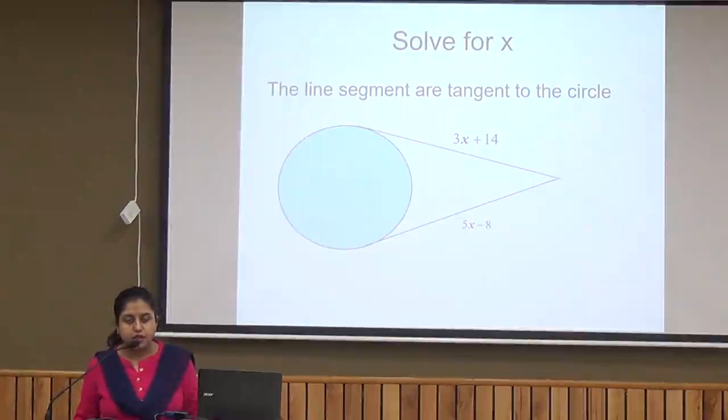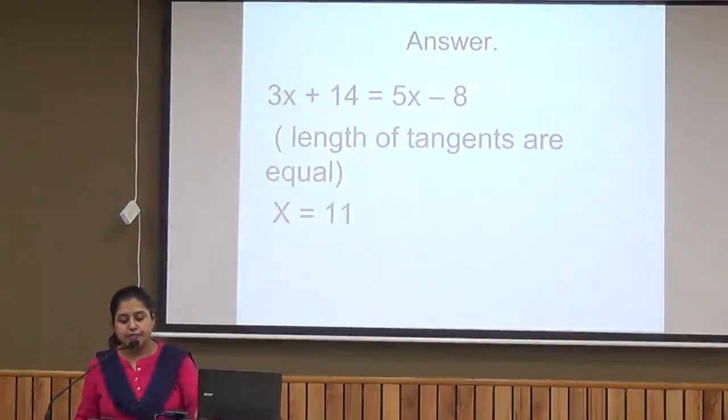Solve for x. You need to find the value of x in the given question. Let's see the solution. Now here in this figure, these are the two tangents drawn to a circle from a common external point. Therefore these should be equal. Therefore 3x plus 14 is equal to 5x minus 8, and when you solve this linear equation, you'll get the answer x equals 11. Similarly, you can find such other cases.